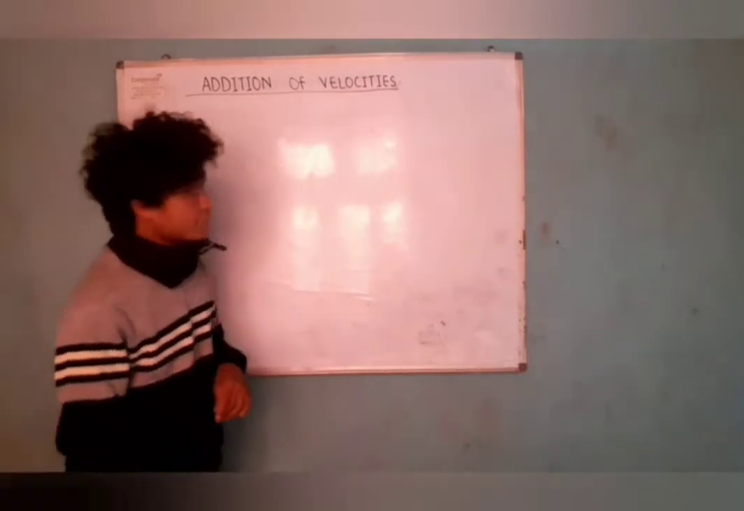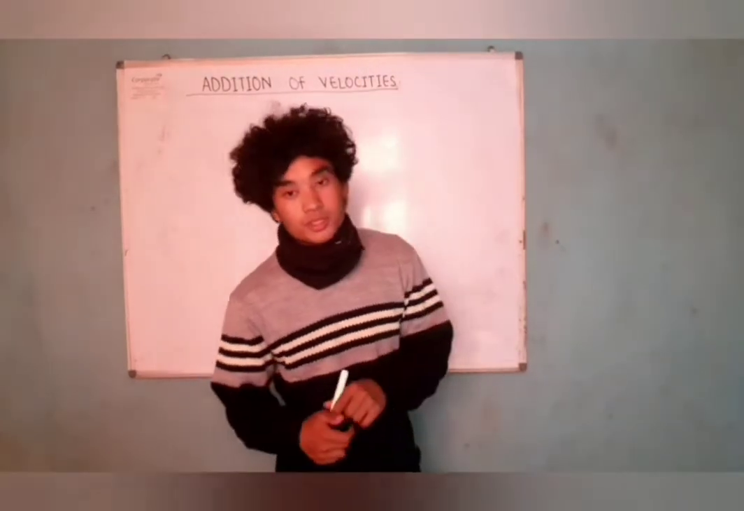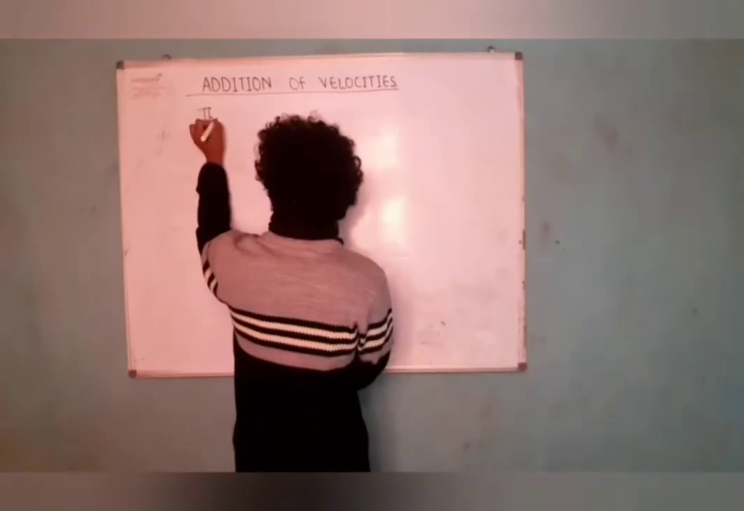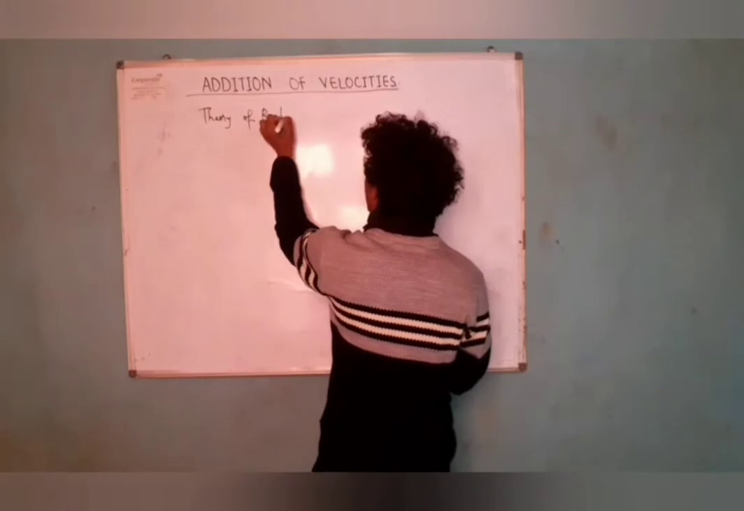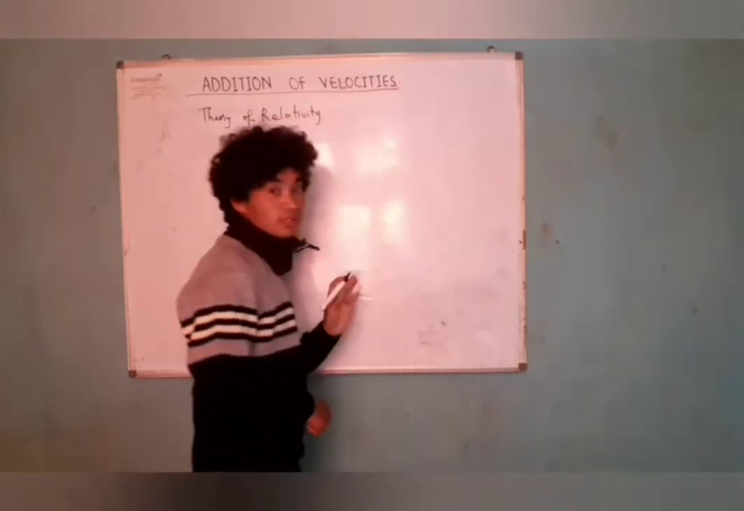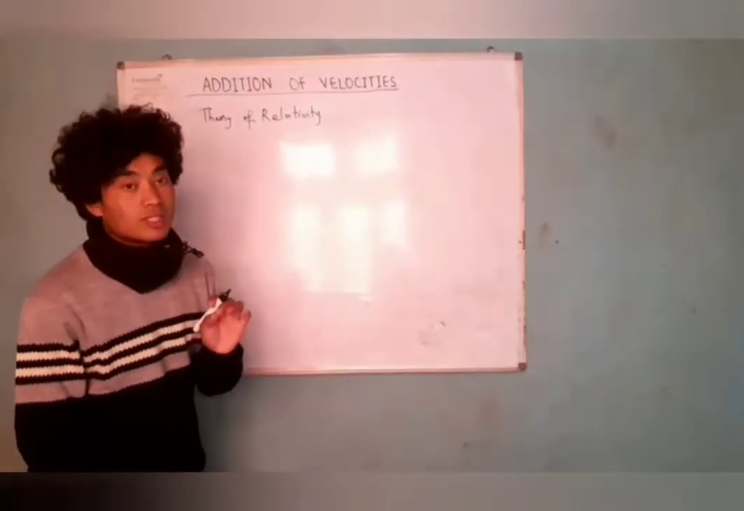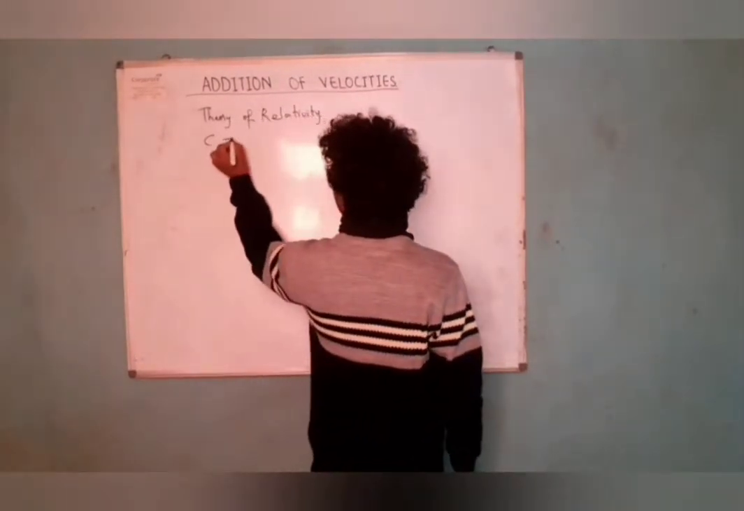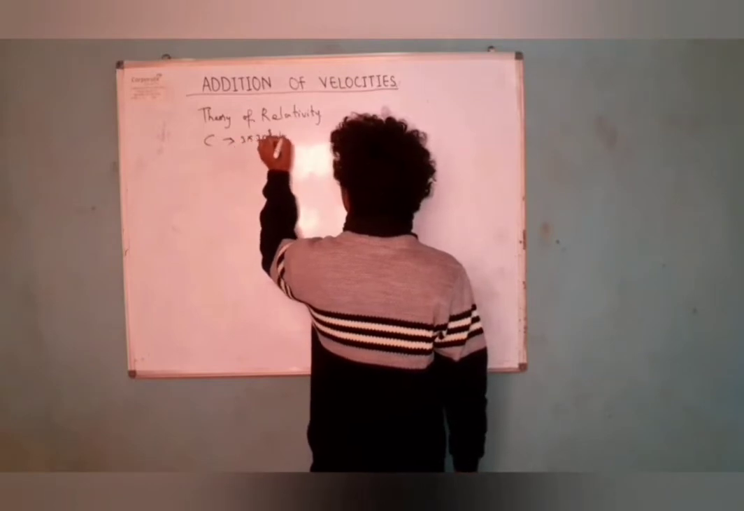So before studying the topic addition of velocity, we must know about the postulates of theory of relativity. We must know the postulates of theory of relativity about the constancy of speed of light. C equals 3 into 10 to the power 8 meter per second.